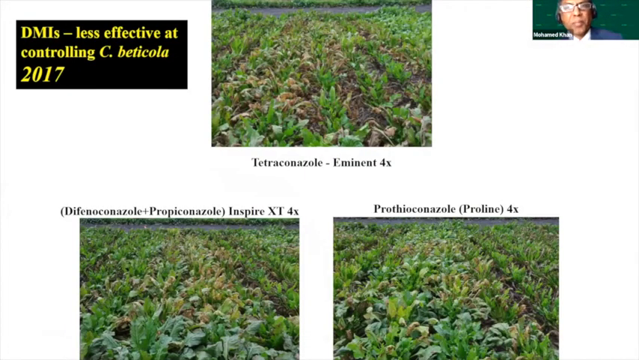Some years, depending on the amount of rainfall, the triazoles may work better than other years. It seems that if you have less rainfall after the fungicide application, you have better efficacy. For the DMIs in 2017, you can see Eminent was not doing very well. Inspire was doing a little bit better, and Proline was also doing better than the Eminent. As I said, each one has its own different intrinsic activity, and they behave differently.